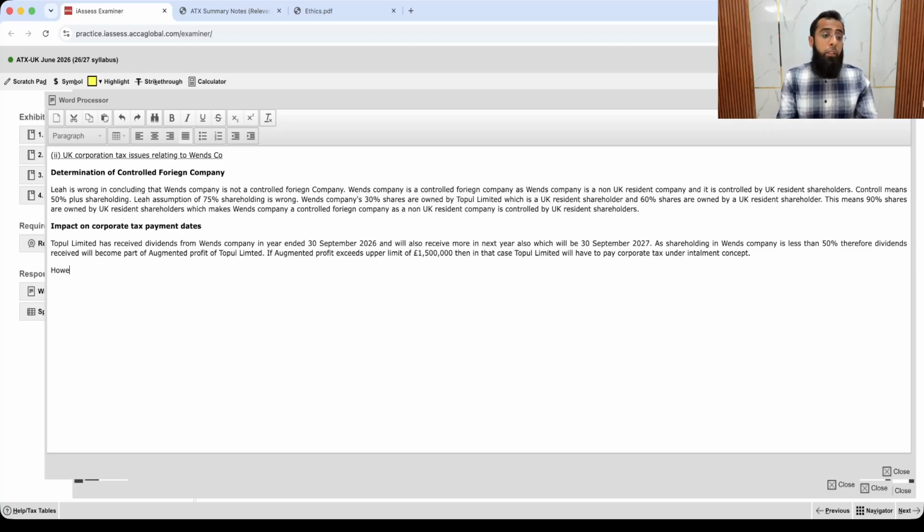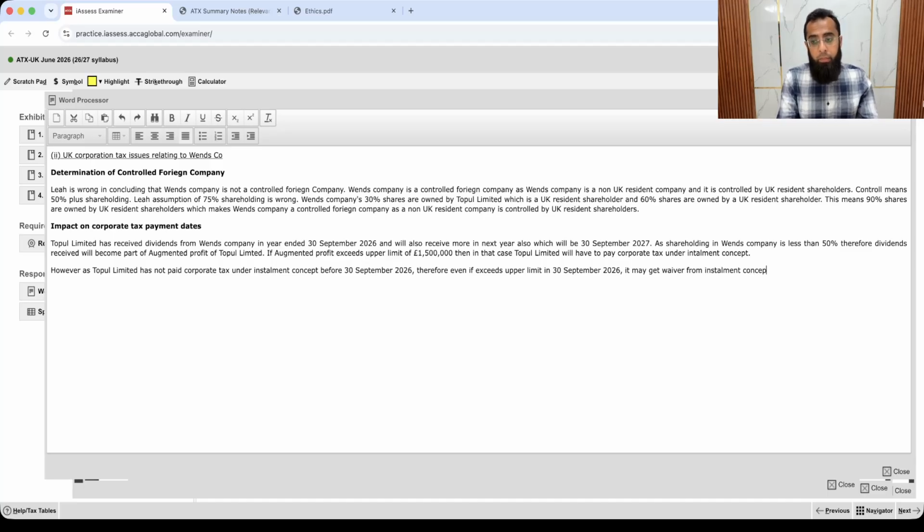However, as Topul Limited has not paid corporate tax under the installment concept before 30th September 2026, therefore, even if it exceeds the upper limit in 30th September 26, it may get a waiver from the installment concept if its augmented profit remains below 10 million pounds.